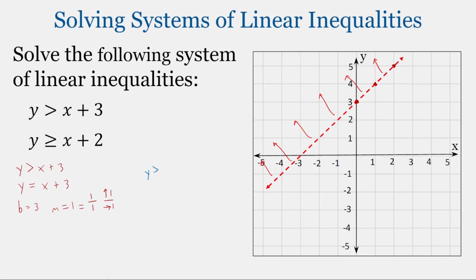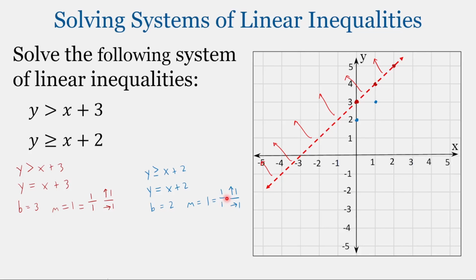Now let's look at this second inequality. We have y greater than or equal to x plus 2. So our boundary line is y equal to x plus 2. We have a y-intercept of 2. And again, we have a slope of 1. So we can rewrite this as 1 over 1, meaning we're going to go up 1 and to the right 1. So starting at our y-intercept of 2, we go up 1 to the right 1.